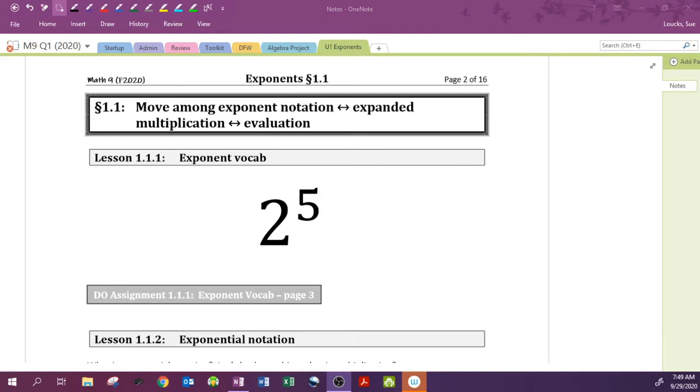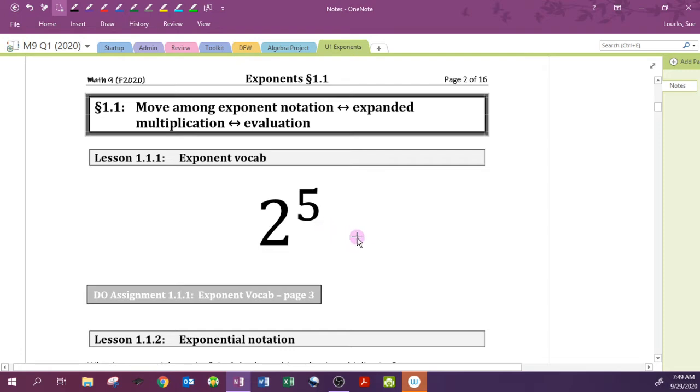Hello everyone. We are going to talk about exponents today. This is lesson 1.1 on our exponents unit, and we're going to just start with some vocabulary. So I know you've all seen exponents before, but we're going to start at the beginning.